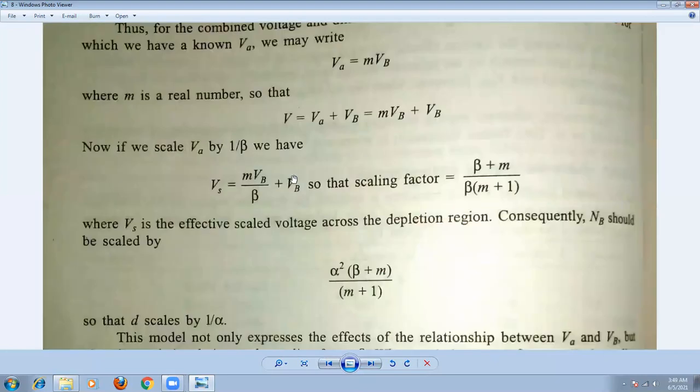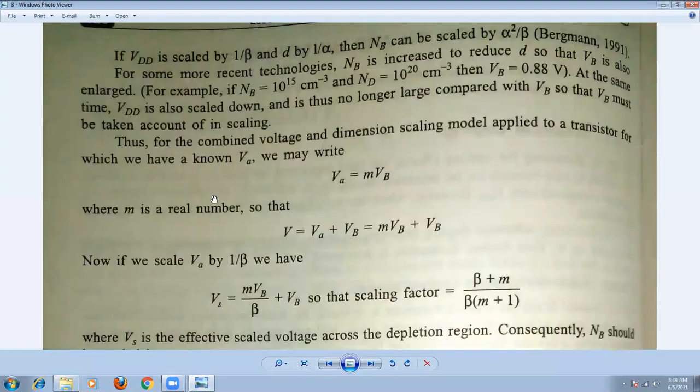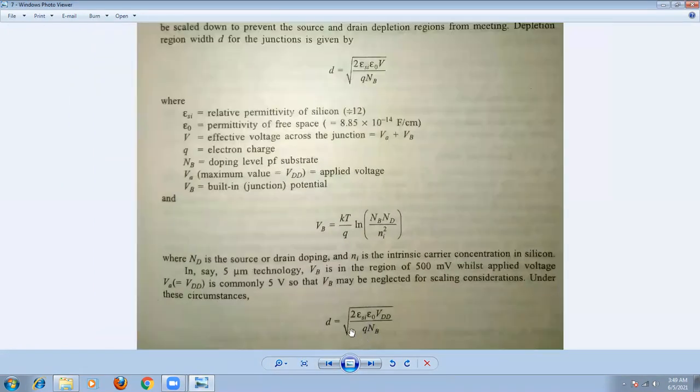Depending upon that, we can scale down the value now. So VDD is scaled down by 1 by alpha, and D is the depletion width. Depletion width means we are going to substitute the formula here, so you will get the value of D by calculating in this case.